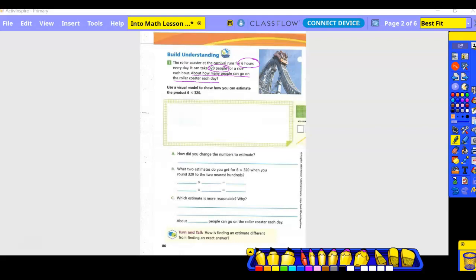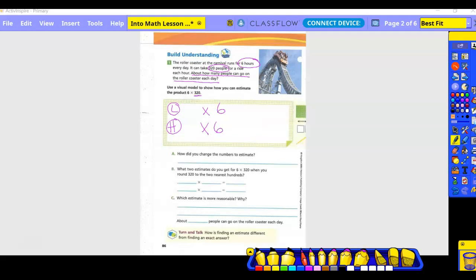Now, are we going to add, subtract, multiply, or divide? Multiply, right? Because we have 320 people, but that's only for 1 hour, and they want it for 6 hours. So you have 6 groups with 320 in each one of them, which means we're going to multiply. We're going to write a low and a high estimate, and each number is going to be multiplied by 6.